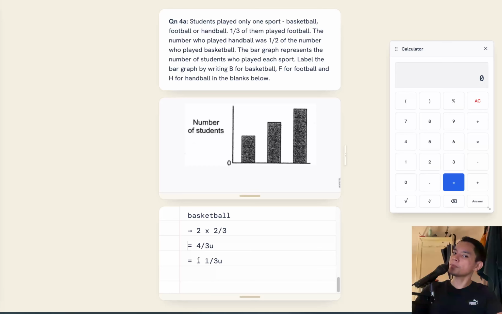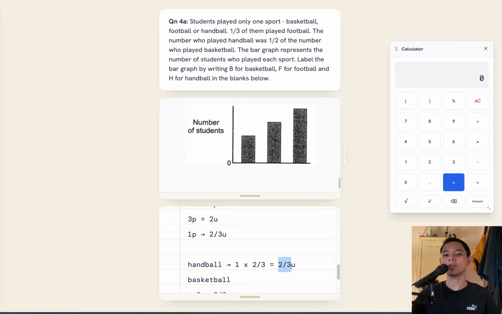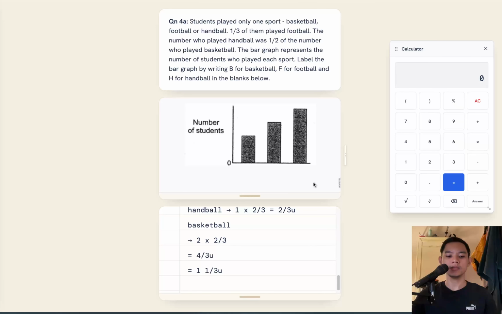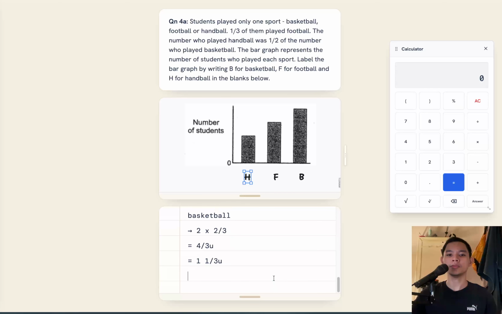So from here, can we guess which one is the biggest? Basketball is 1 and 1/3 units. Handball is 2/3 of a unit. And football is 1 unit. So therefore, the biggest is basketball. The second biggest is football with 1 unit. And the third one is handball with 2/3 unit. Okay, so this is how you answer this question.